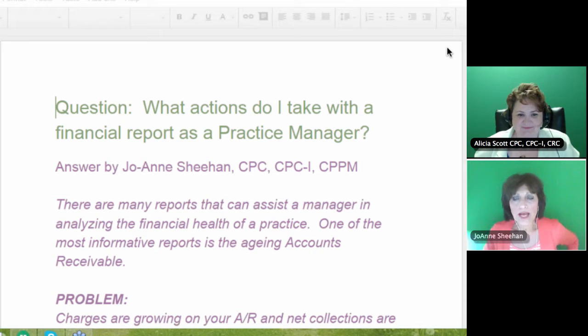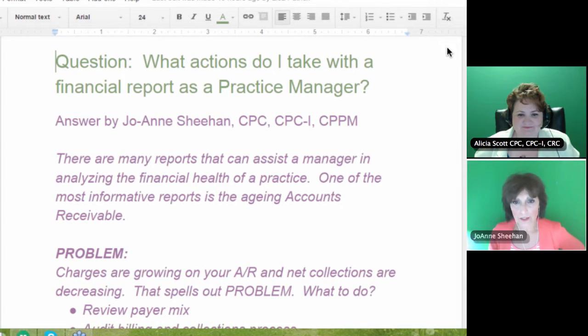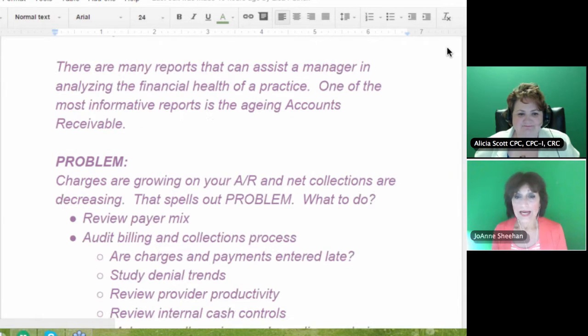So what actions do I take with a financial report as a practice manager? Well, for me, the most informative report is the aging accounts receivable. Charges are growing in your accounts receivable, your net collections are decreasing. That is a problem in capital letters. And I am just covering a few things. You have no idea the list and how long it is.